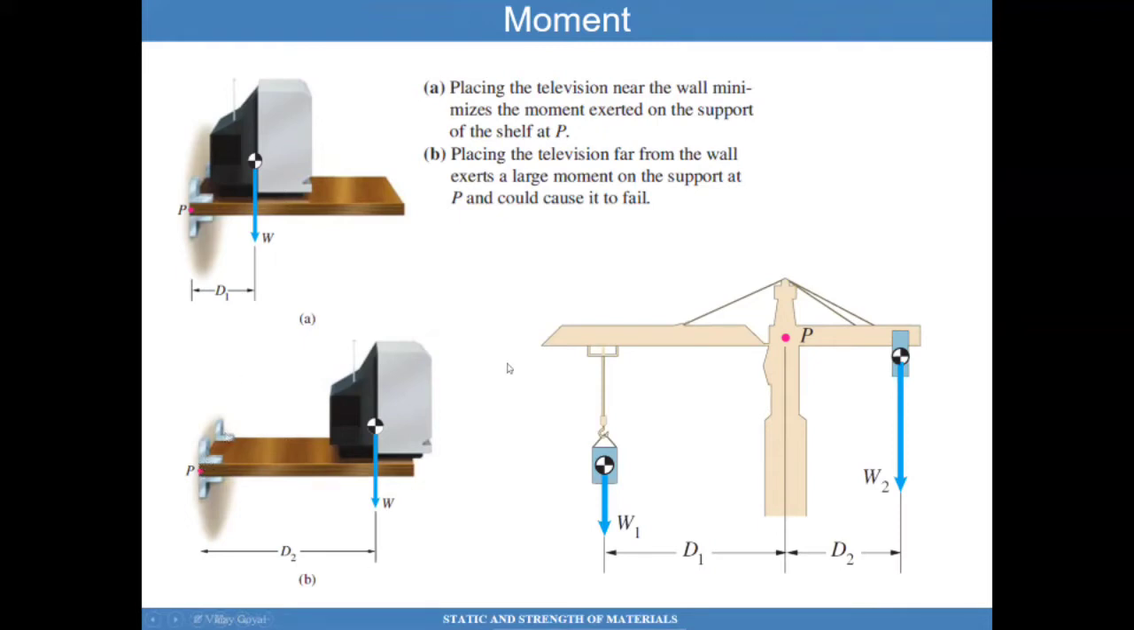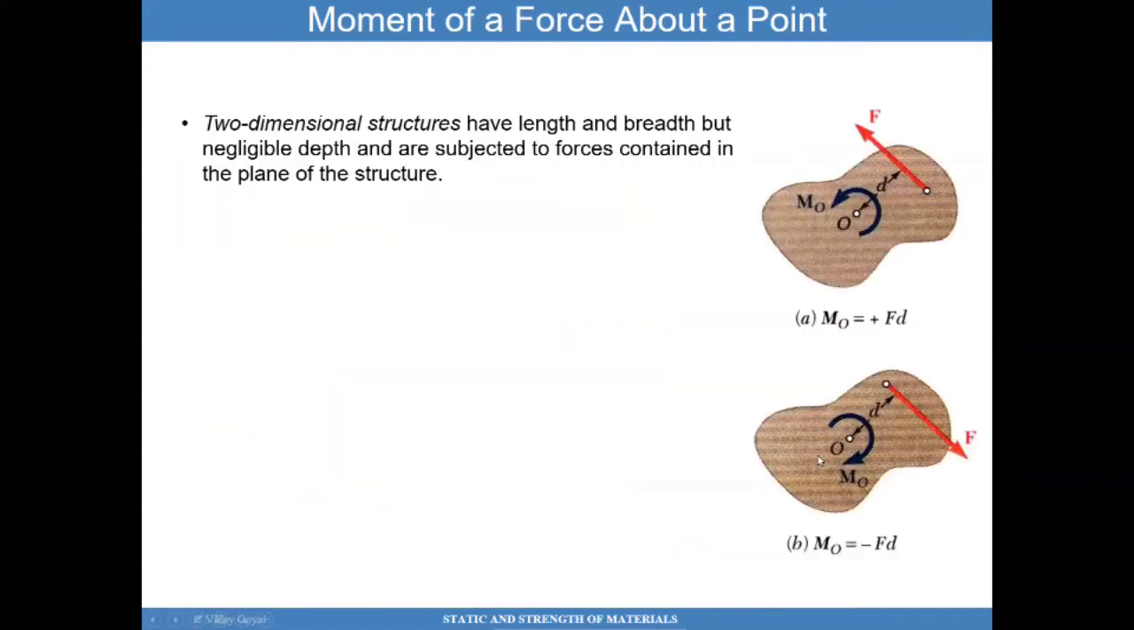Here's an example of a crane. This crane uses a counterbalance weight to be able to pick up this object. And the weight that's required to counterbalance this weight can be determined. If we take moments about P, we want to make sure that this weight W1 times D1 is equal to W2 times D2.